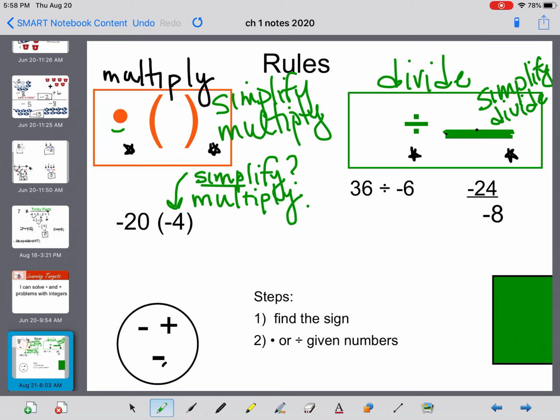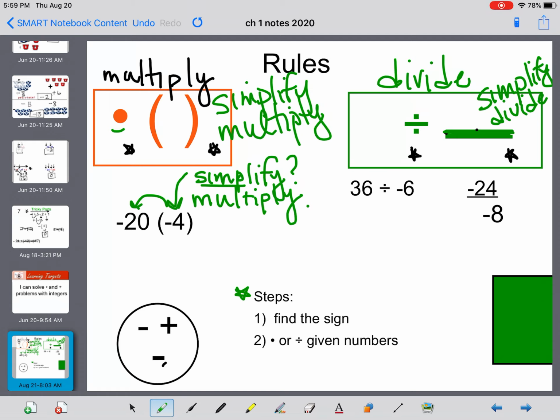So I'm going to multiply now. What do I multiply? Whatever is right outside the parentheses. And once I know that I'm multiplying, then I can follow the rules of multiplication, and they're right down here. Here are the steps for multiplying. The first thing I want to do is figure out what is going to be the sign of my result.